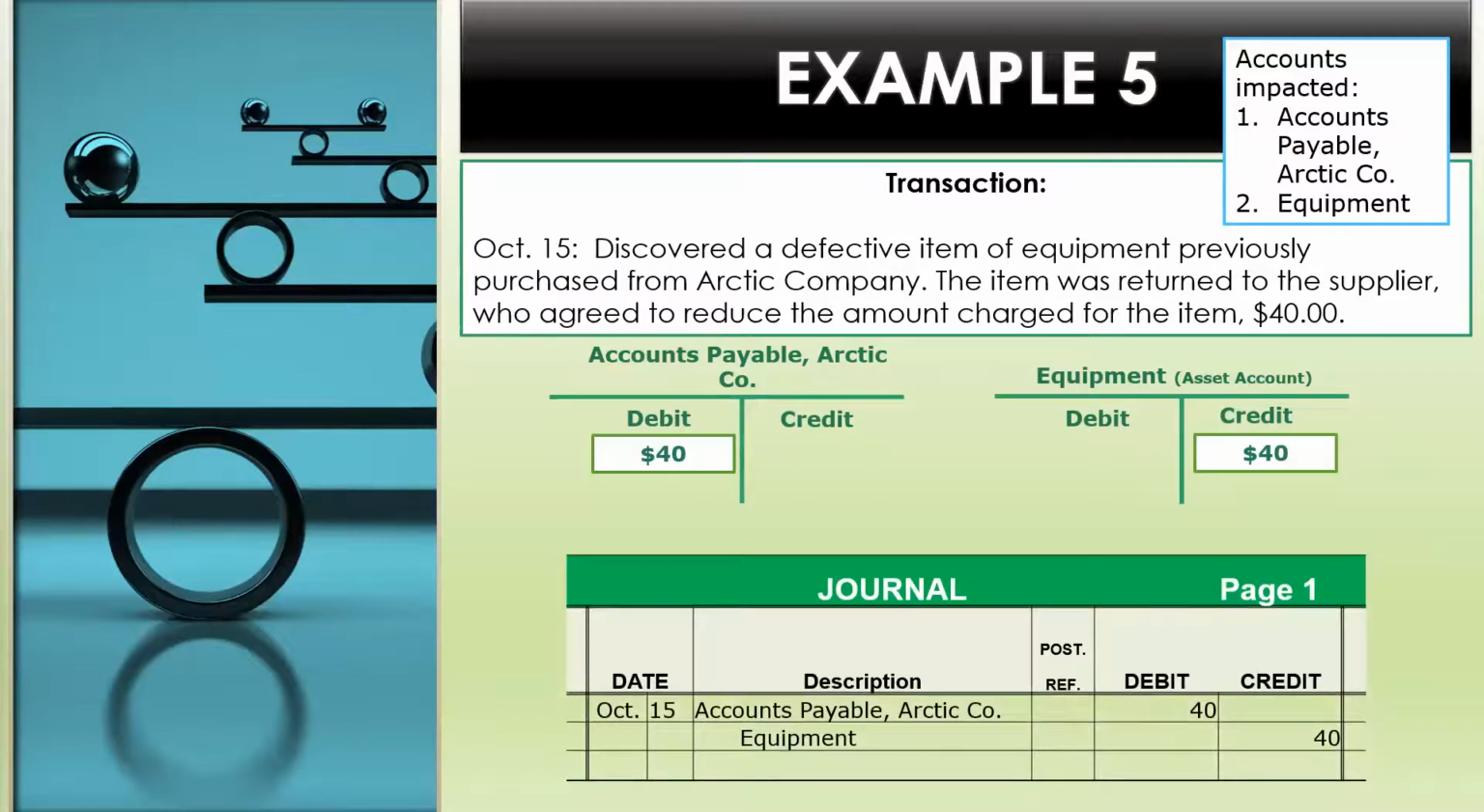This is what the journal entry looks like for this business transaction. First, we enter the date, October 15th. Next, we do our debit, and that's to accounts payable Arctic Company, $40 debit. On the next row of the journal, we enter equipment, and we move over to the credit column and enter our $40 credit.